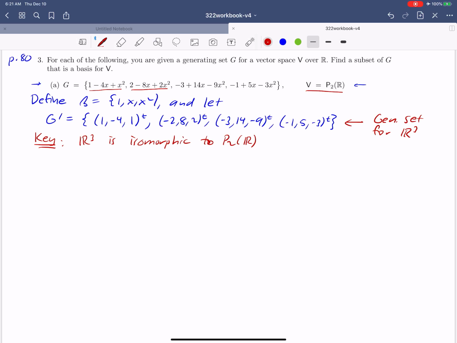We can do that because G prime is a set of tuples. And our process for doing that is to start with a matrix where we make those coordinate vectors our columns. So starting with 1, negative 4, 1. That's our first coordinate vector. And then we do that for all of the rest of them. So negative 2, 8, 2. Negative 3, 14, negative 9. And then finally negative 1, 5, negative 3.